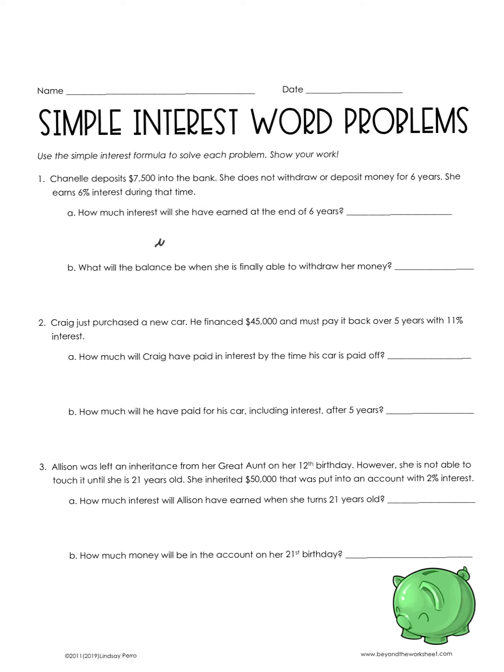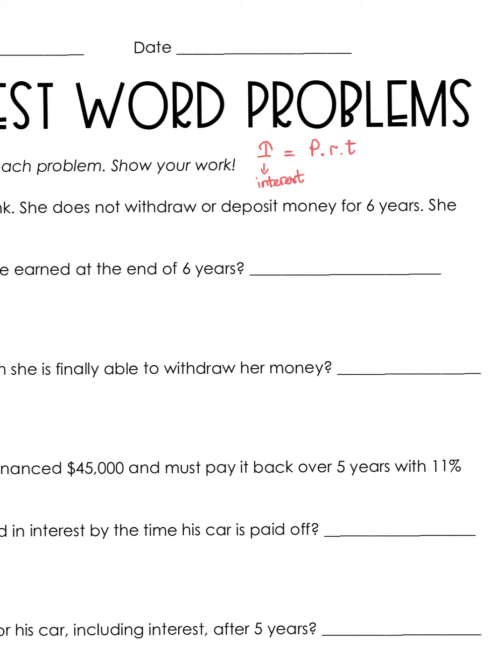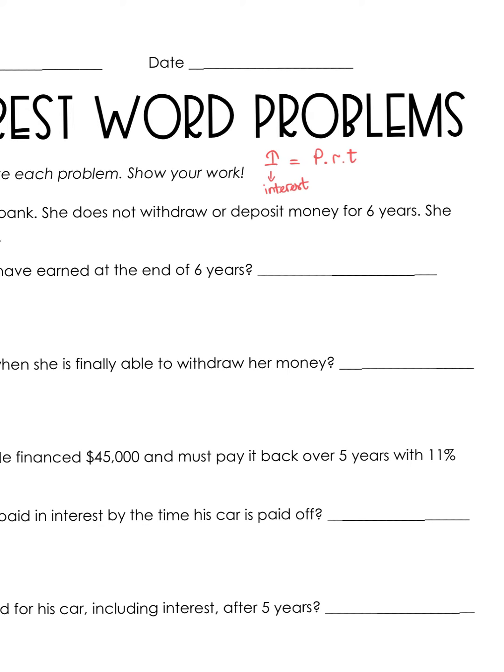So on your STAAR reference sheet, you know that the formula for simple interest is I equals P times R times T, where I stands for the interest. So when we're looking for the interest, we can use this formula. P is the money that you start with, or your principal money. So this is the money you start with.